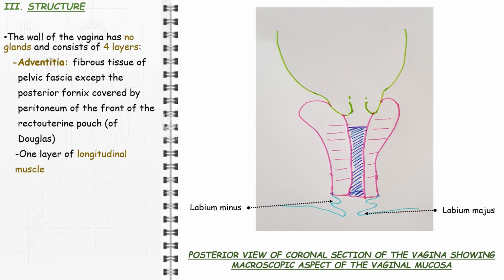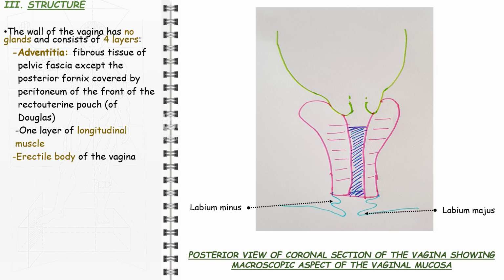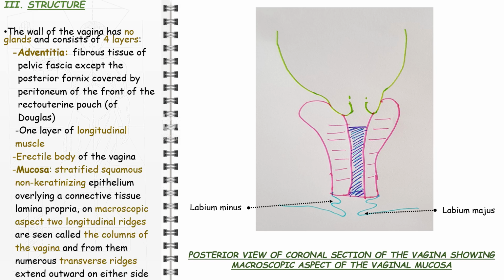The erectile body of the vagina consists of lax connective tissue rich in elastic fibers and venous plexuses, and is particularly thick in the anterior column of the vagina and its bifurcation. The mucosa is a stratified squamous non-keratinizing epithelium overlying a connective tissue lamina propria. On macroscopic aspect, two longitudinal ridges are seen called the columns of the vagina, and from them numerous transverse ridges extend outward on either side. The anterior column of the vagina and its bifurcation is the most erogenous zone of the body.